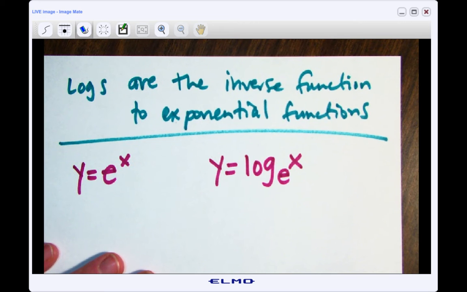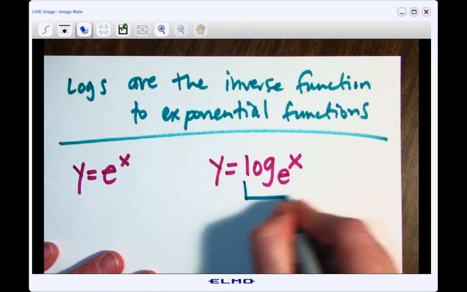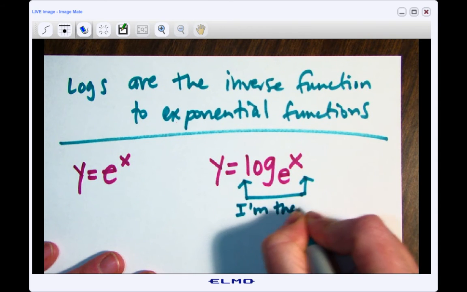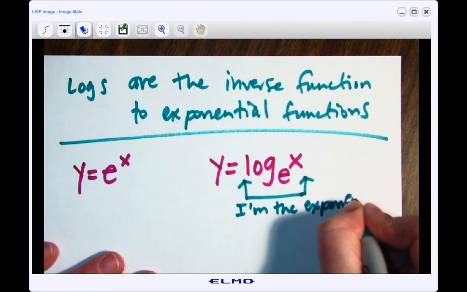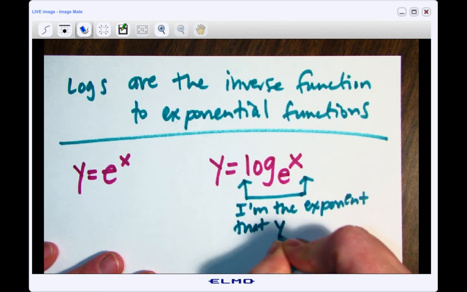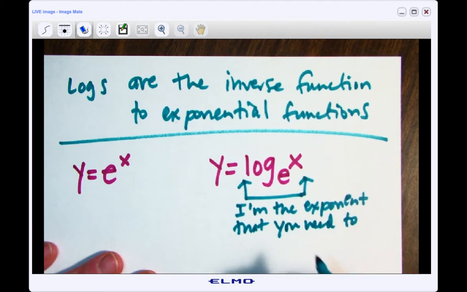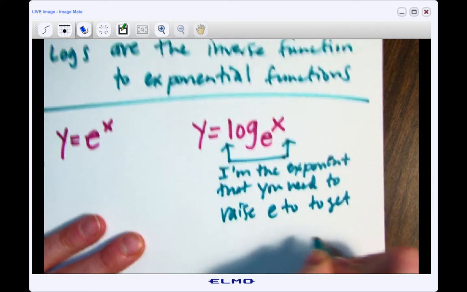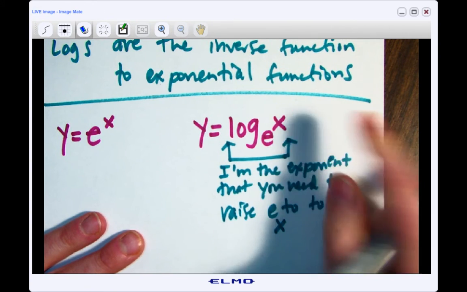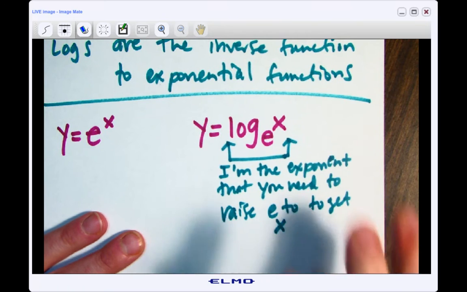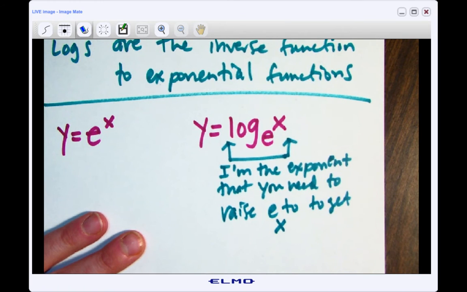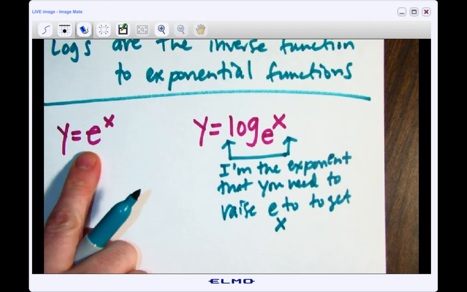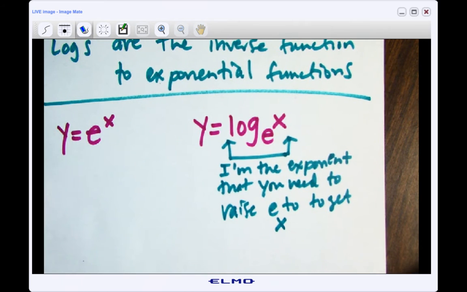But what does this little expression say? This says the exponent that you need to raise e to get x. That's what it says, right? So y is this exponent that I have to raise e to get x. To get x. So this one says that when I raise e to the x, I get a y.